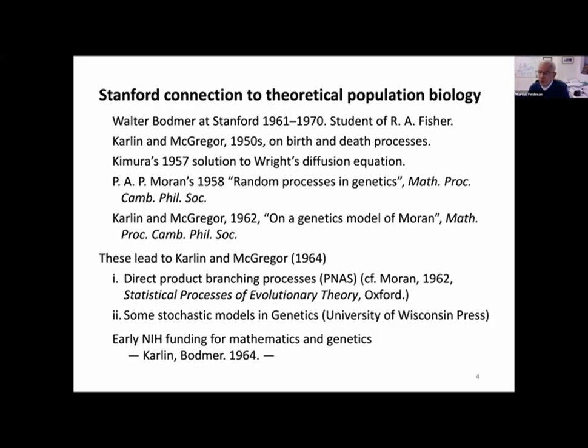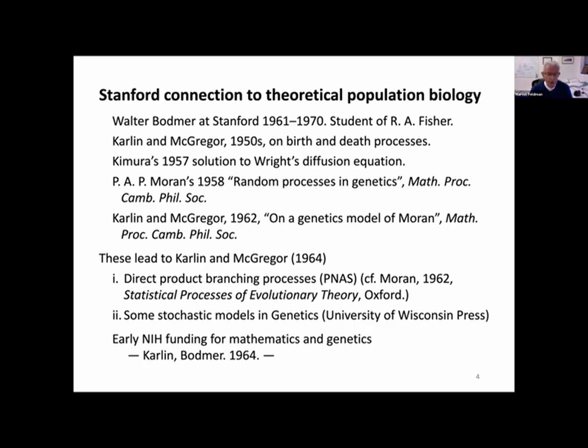The Stanford particular connection to theoretical population biology really began when Walter Bodmer, now Sir Walter, arrived at Stanford. A former student of R.A. Fisher, he arrived at the newly formed genetics department in the medical school and started to talk to Samuel Karlin and Jim McGregor. When they did have this conversation, it became clear to Sam Karlin, who was a brilliant mathematician, that there was scope within the field of genetics for the inclusion of some more formal mathematics and some new applied mathematics.